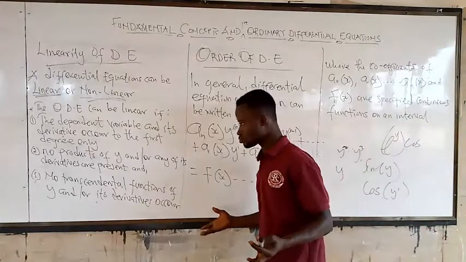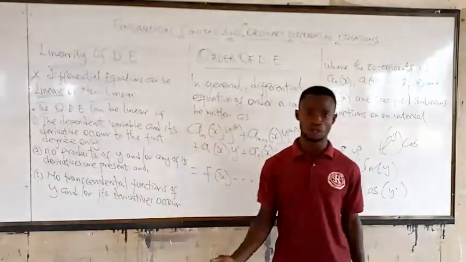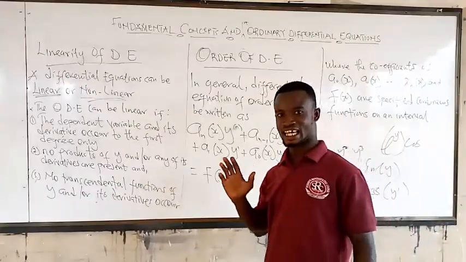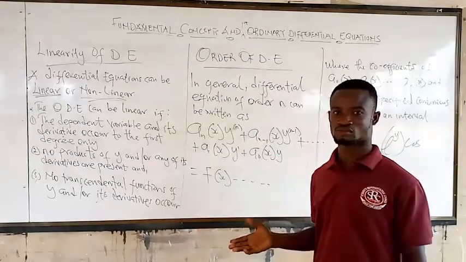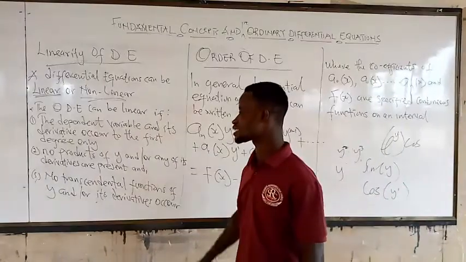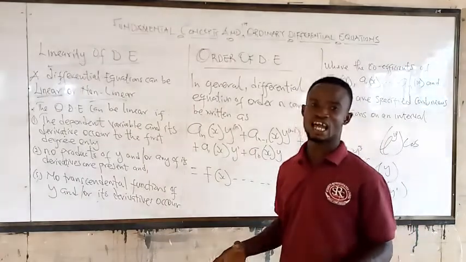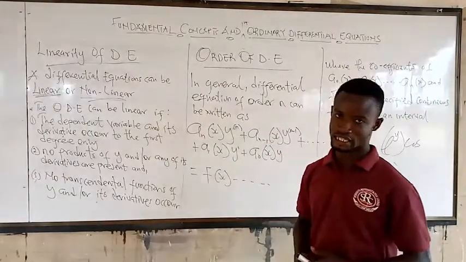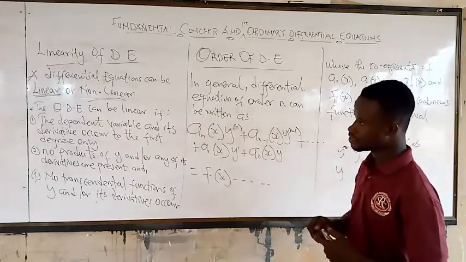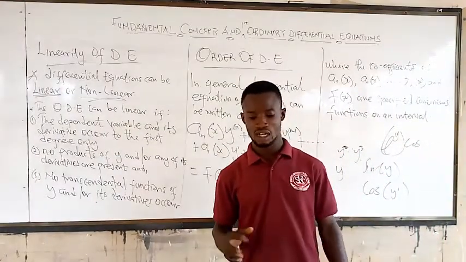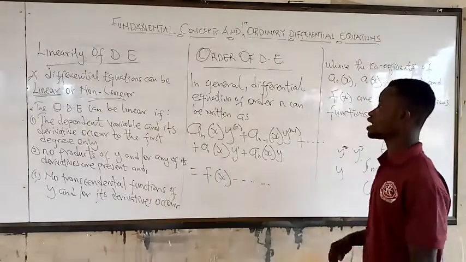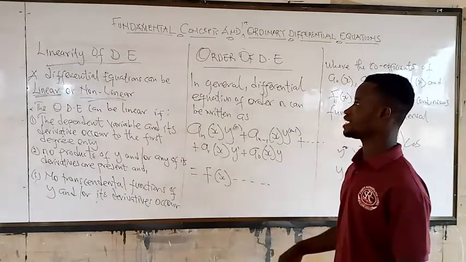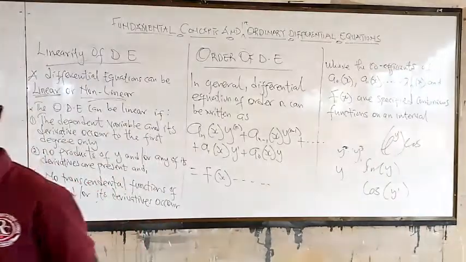And if it's not linear, it is non-linear. So, in case one condition is not met, it's non-linear. And it is a linear differential equation if you don't see at least one of these features in the differential equation. Let's look at some examples where we are going to explain well about the order and the linearity of differential equations.